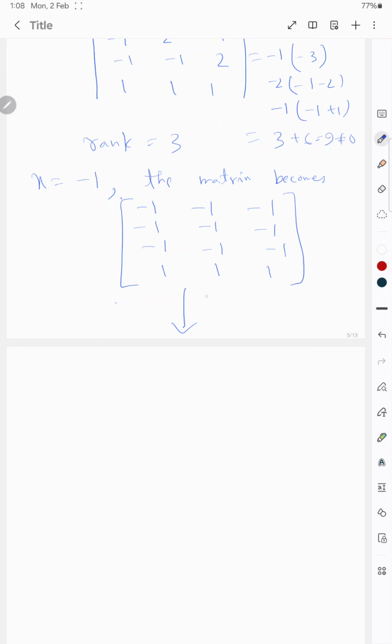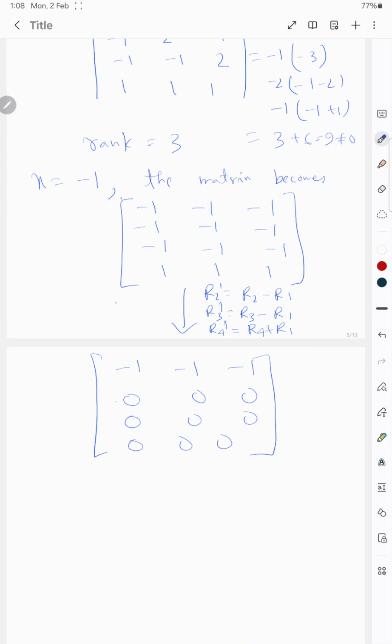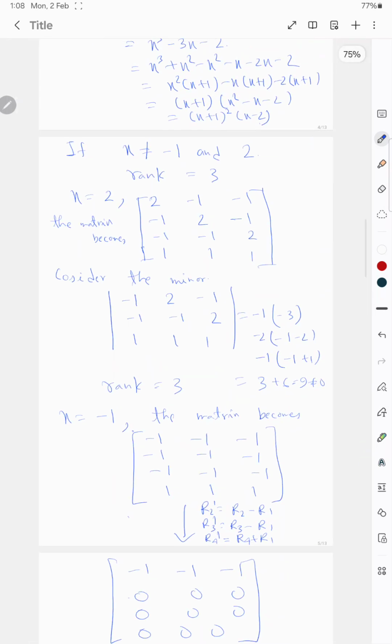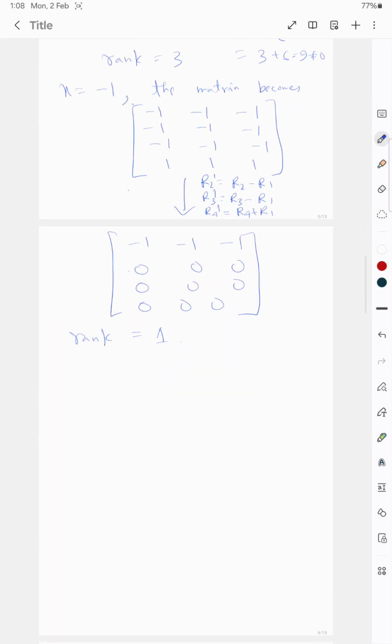Suppose you just do R2 dash equal to R2 minus R1, R3 dash equal to R3 minus R1, R4 dash equal to R4 plus R1. If you do this, what you will get? Rank is only one row, so 1. In this way you have to do. This is not the only way you can do it. Sometimes we go for a minor, sometimes we go for transformation. So this is your choice.